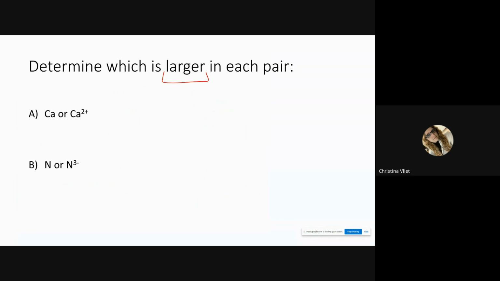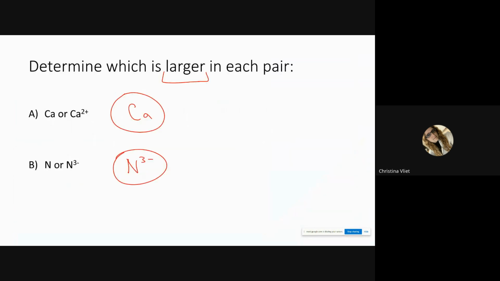So calcium or calcium 2 plus, the one that's larger is calcium, because taking electrons away will make it smaller. So the larger one would be the atom, not the ion. And then the second one, N or N3 minus? N3 minus. Adding electrons to the same atom, electrons repel each other, so it causes the size to expand. That's the idea. So adding electrons always causes the size to expand. When you take electrons away, it'll cause it to shrink.